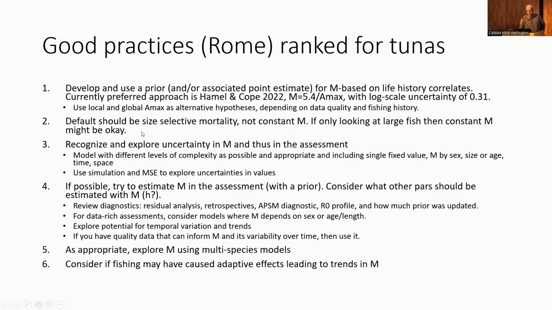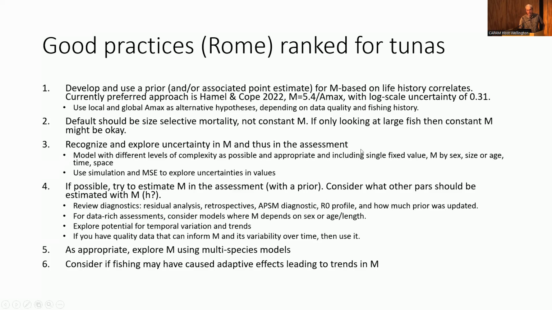The default should be not constant M, but using that size-selective mortality, because that's well supported by the data, and there's really no reason to just go with constant M when you have that strong data support.